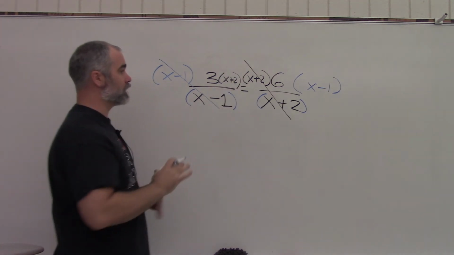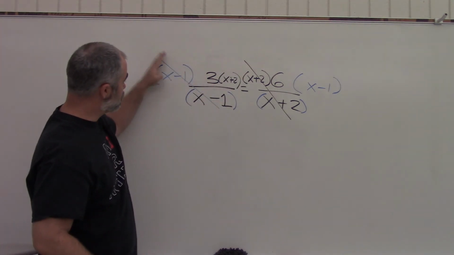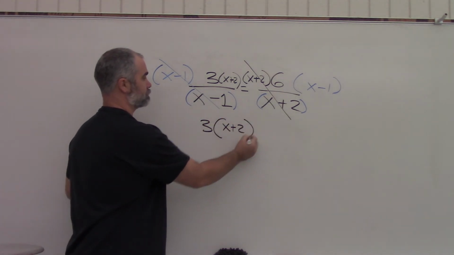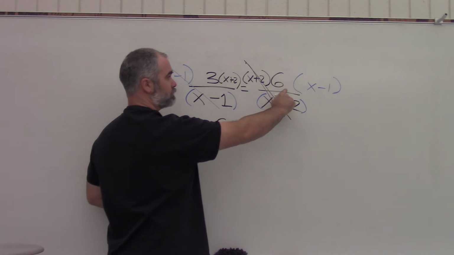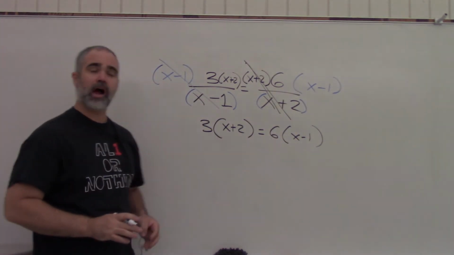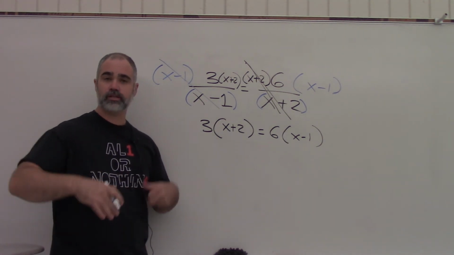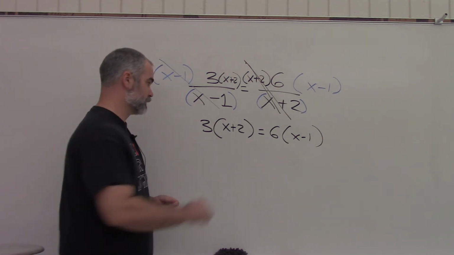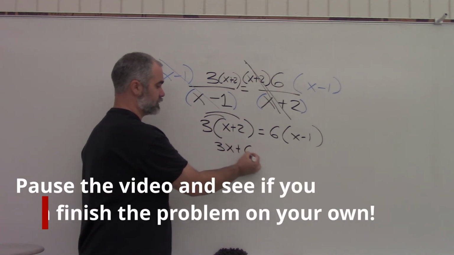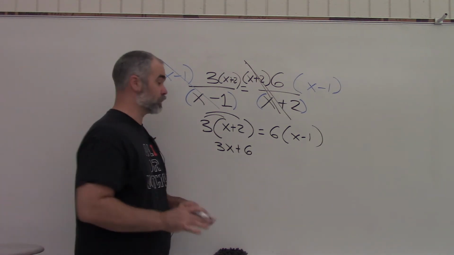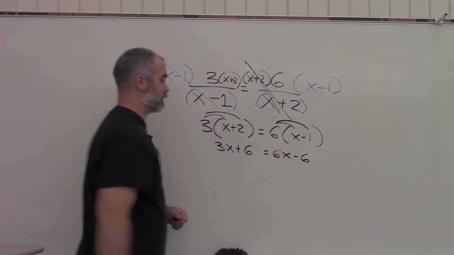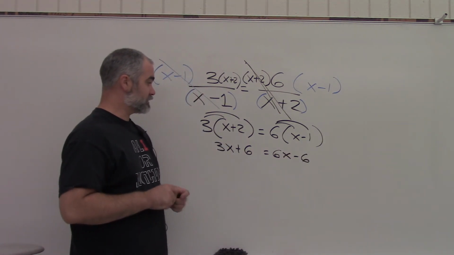So this is getting pretty ugly right now. Let's go ahead and rewrite what we've got. These have canceled out over here, leaving me with 3 times x plus 2. These have canceled out over here, leaving me with 6 times x minus 1. And this is a problem that we know how to solve. X is on both sides of the equation, distribution, we can solve it. We'll distribute here, which gives me 3x plus 6. Again, distribution is multiplication, don't forget that. 6x minus 6 right here. All right, let's see if we can finish the problem.